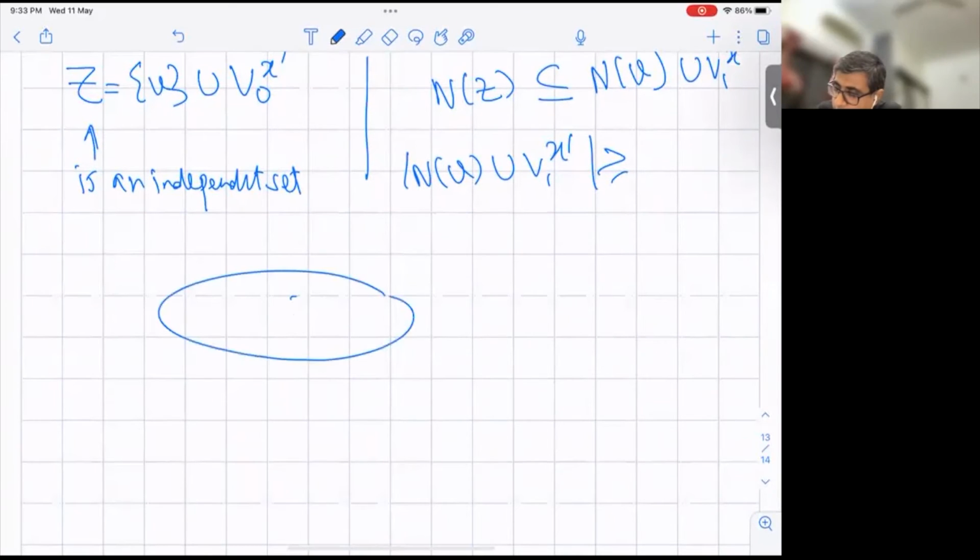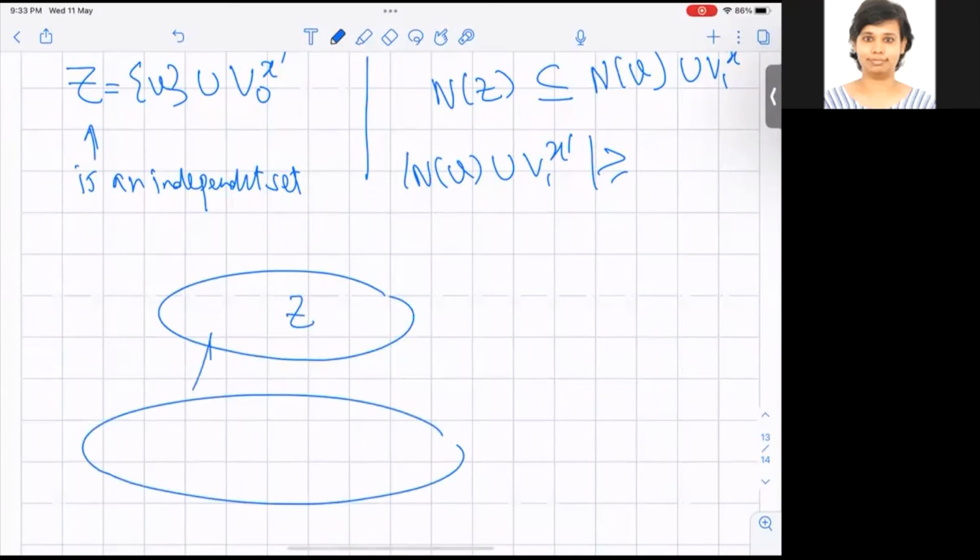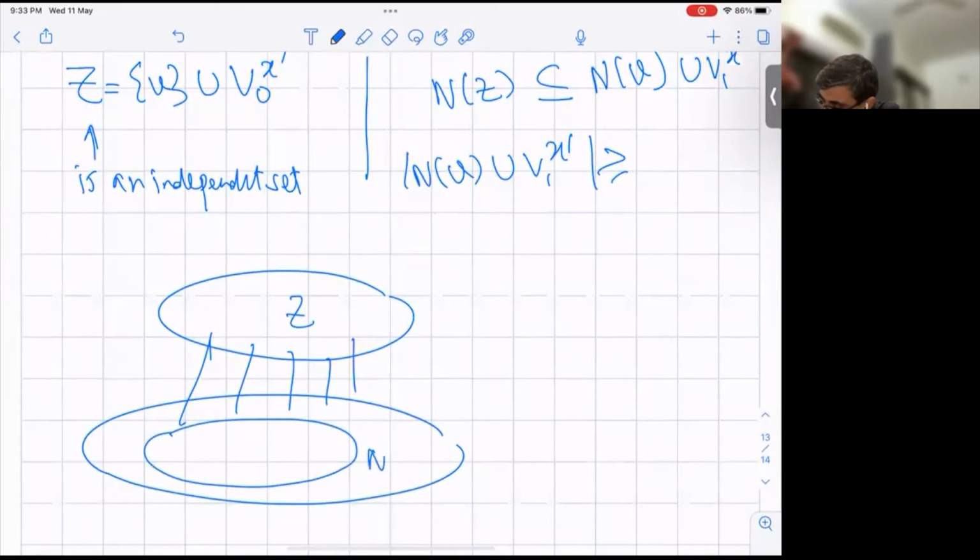Here's my Z, and here is something whose neighborhood is contained inside this set. And what do you know about Z and N of Z? What is the surplus of this graph? What is the surplus of G? At least 2.